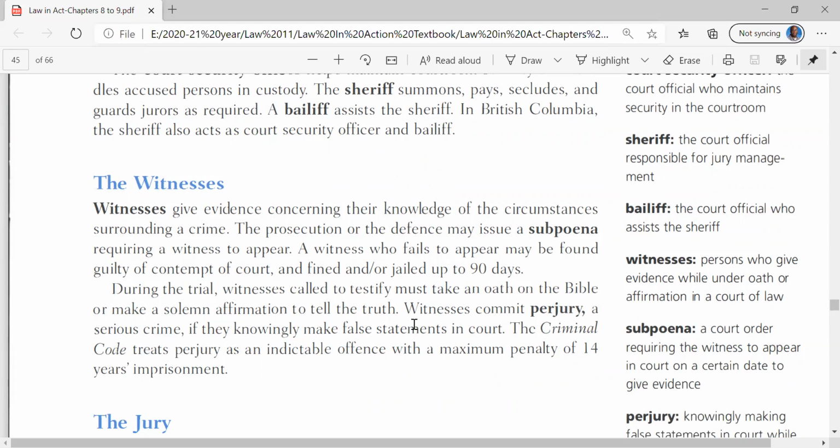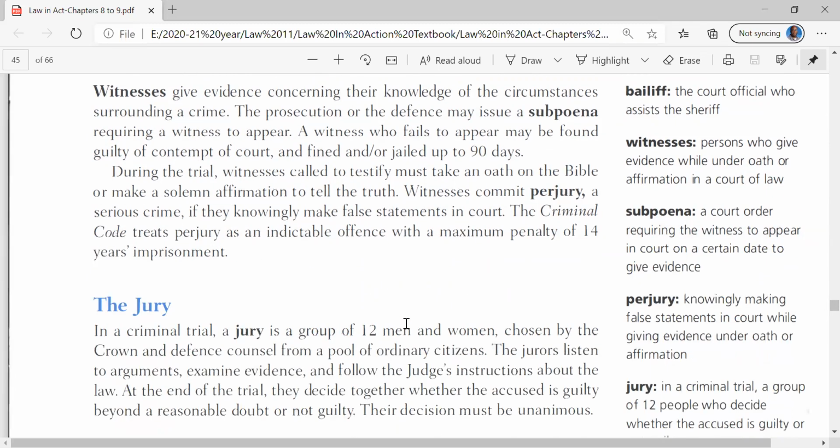Also, remember that if you are brought to court, you must tell the truth. If you do not, or make false statements, you'll be charged with perjury, and again, you get up to 14 years.